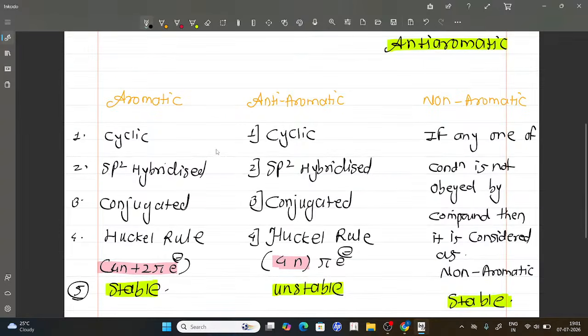Okay, give a look towards this difference.